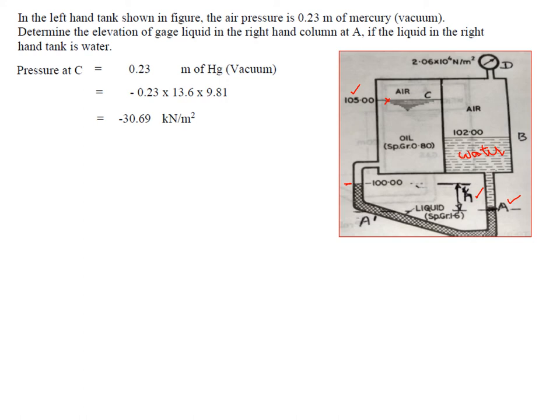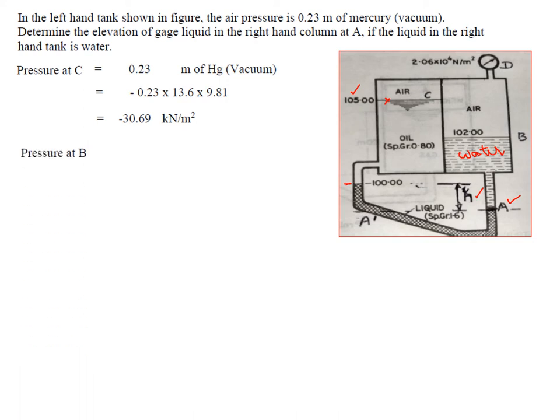Suppose it's 0.23 meters of oil is given. So what we do is minus 0.23 into oil, say 0.8, 0.8 into 9.8. Then it will become kilonewton per meter square. So you have to see which meters of liquid, and the corresponding specific weight has to be multiplied. So therefore, since it was meters of mercury, we multiplied by specific weight of mercury to convert into kilonewton per meter square, so that we can work in kilonewton per meter square units. So this was the pressure at C.